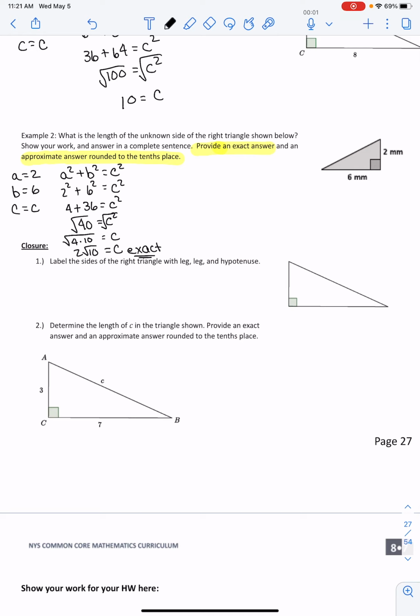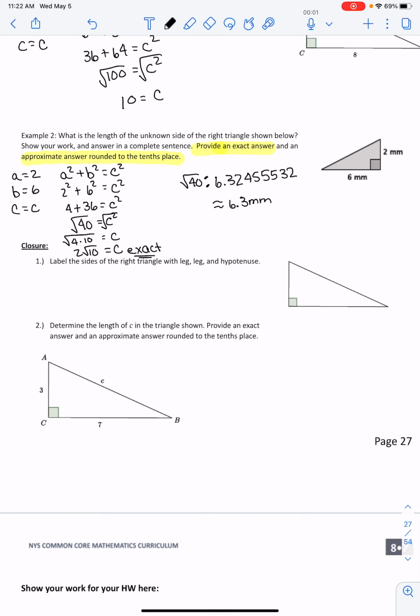Now, for an approximate answer, you take the square root of 40 and you put that in your calculator, and that will give you 6.32455532. And then according to our question, it wants us to round it to the tenths place. So our approximate answer is going to be 6.3 millimeters.